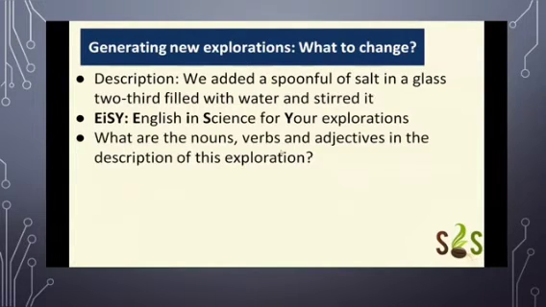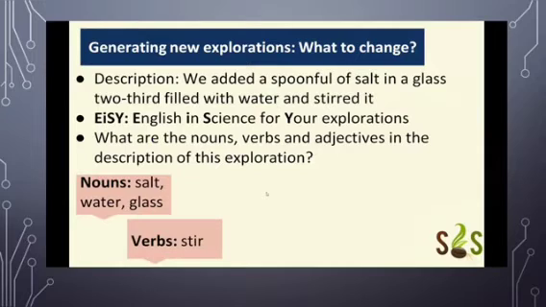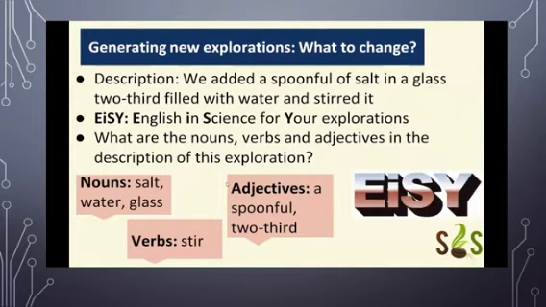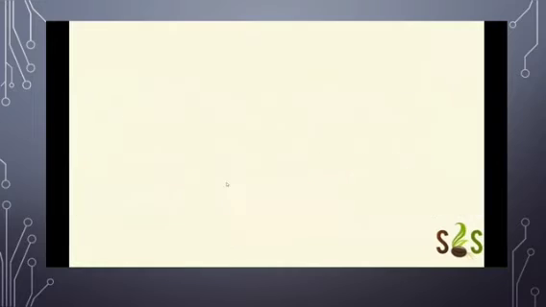So what you have to do is just identify the nouns, verbs, and adjectives in the description of this exploration. Just identify. As many of you would be identifying, the nouns are salt, water, glass; the verb is stirring; the adjectives are a spoonful or 2/3. So all these are the nouns, verbs, and adjectives used in the description, and we have identified them by using this EISY tool, right?